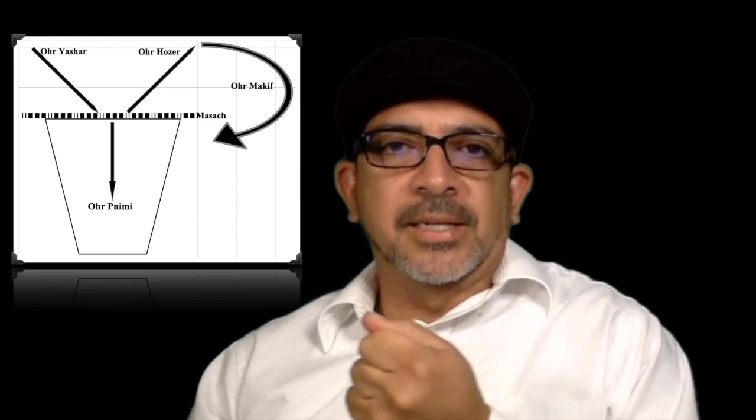Luminescence is the returning light, the Or Hoser, and it becomes, because the luminescence is basically like Or Yashar, the direct light. In this case, this light that is Or Hoser, which is the light that is reflected back, has the same luminescence in that sense.